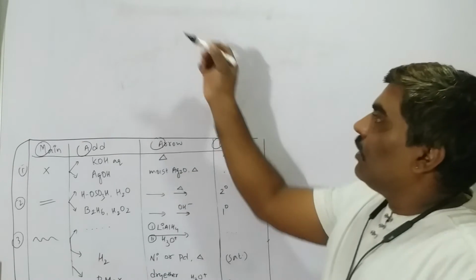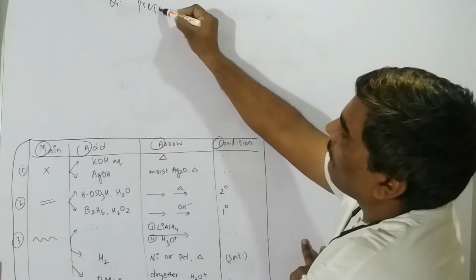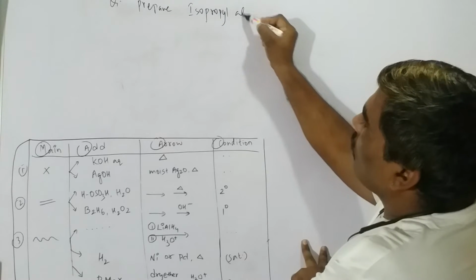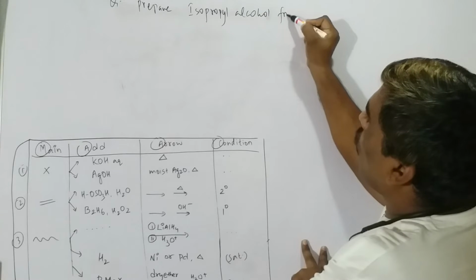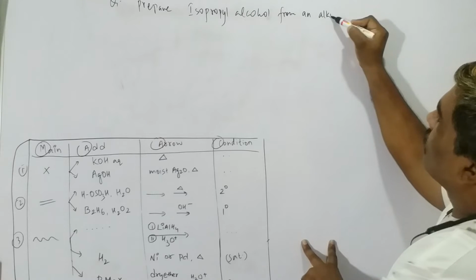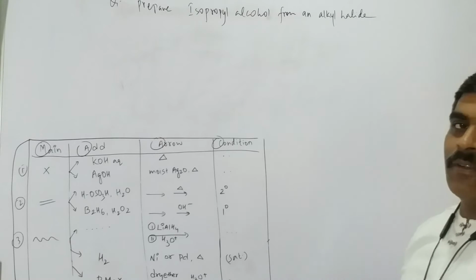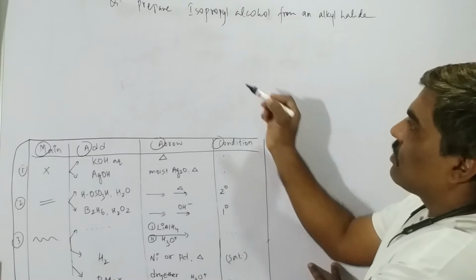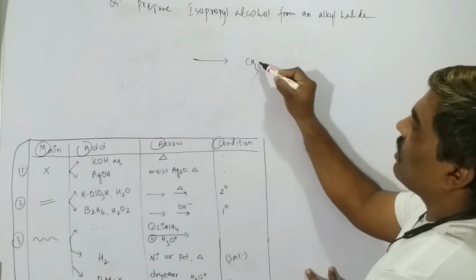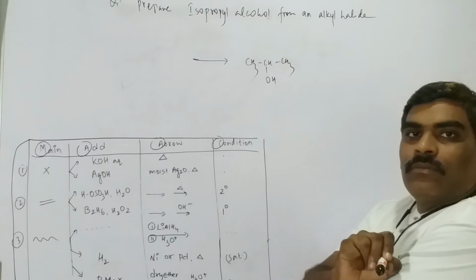Now, if the question is: prepare isopropyl alcohol from an alkyl halide. Okay. Now if this is a question, again same way, try to write the structure of isopropyl alcohol, which is nothing but CH3CHOHCH3. Isopropyl structure.